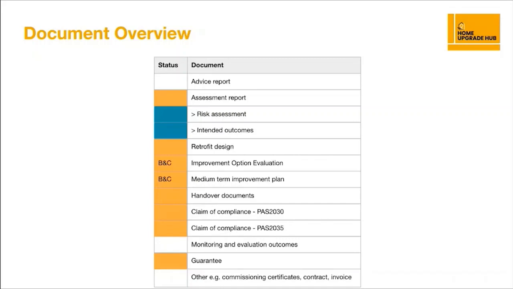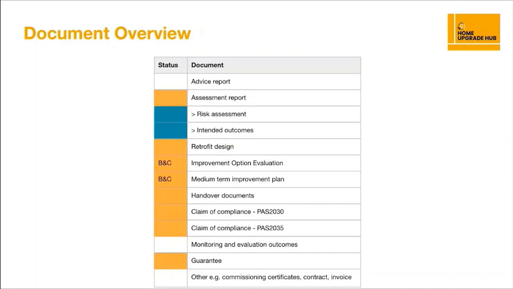So this is an overview of the key documents. What we've got shown in yellowy orange, these are things that are considered mandatory. So basically a retrofit coordinator cannot complete lodgement on a property until these have been provided. And some of these are mandatory, but they can form part of another document rather than being standalone things in themselves. So these are the ones that are shown with the green square next to them. So the risk assessment is one, and the record of intended outcomes is the other.